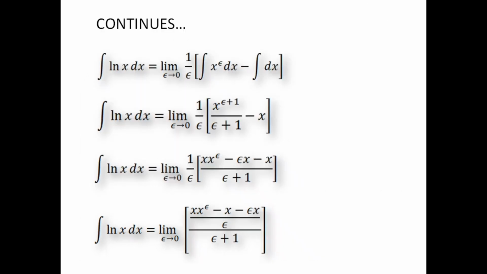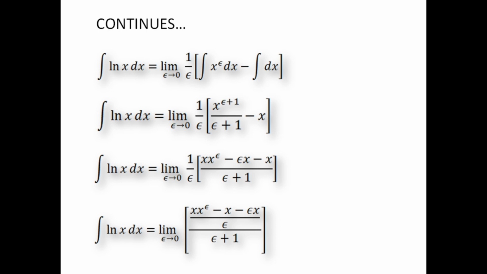Okay, here continues our little derivation: the integral of x to the power epsilon dx minus the integral of dx. We have pulled out the common 1 by epsilon factor. So now the right-hand side becomes the limit as epsilon goes to 0 of 1 by epsilon times, x to the power epsilon can be simply integrated to, if you remember our integral tables, that is the most fundamental integral, x to the power epsilon plus 1 divided by epsilon plus 1, minus x.